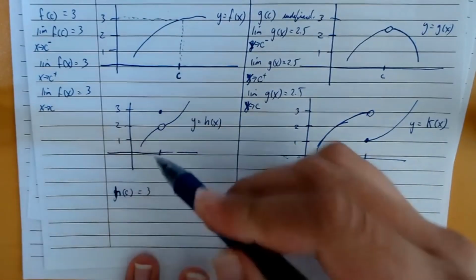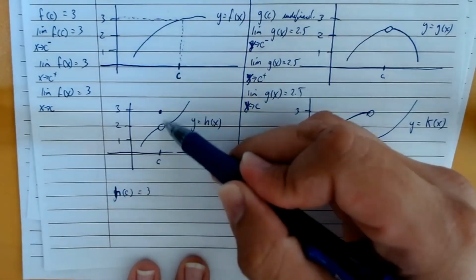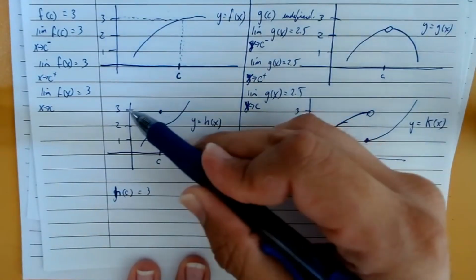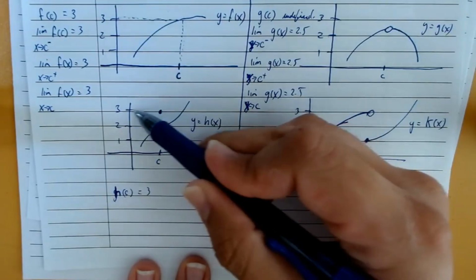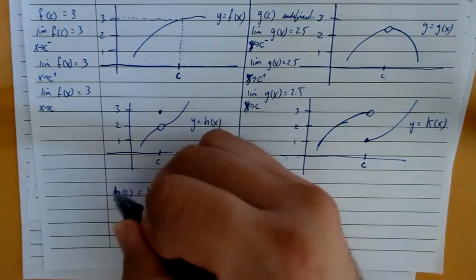Well, that's equal to 3. Because if I plug in c, where's my y value? Oh, there's a hole right here. The point's actually up there. So when x is equal to c, y is equal to 3. Okay, so h of c is equal to 3.